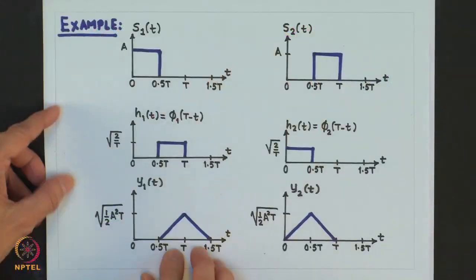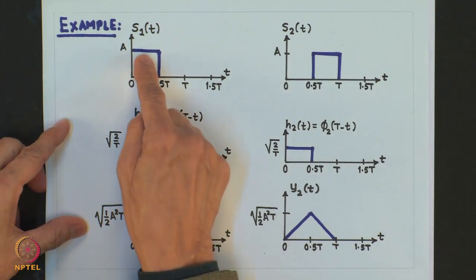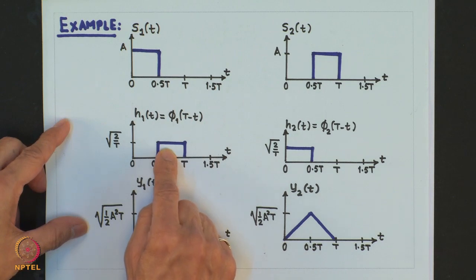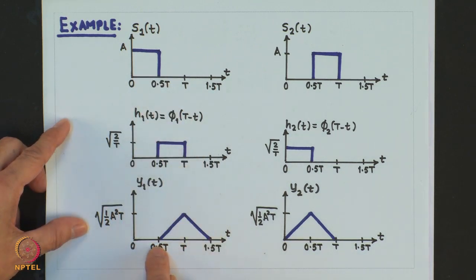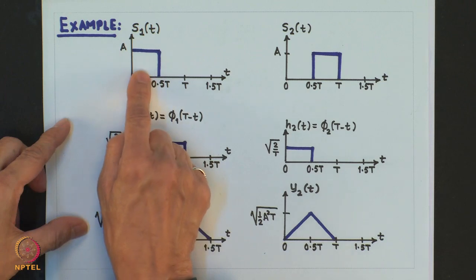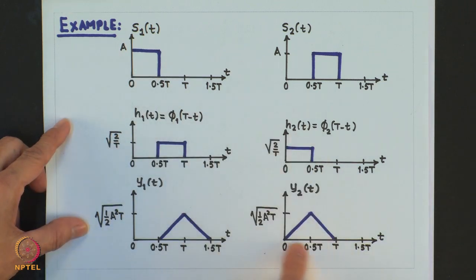Graphically the outputs have been shown here. If you have to convolve this with this, you will start getting output only from 0.5 T, capital T. It will go to the maximum value and decrease. The same input has to be applied to this filter h2(t). If you do this, you will start getting the output like this.